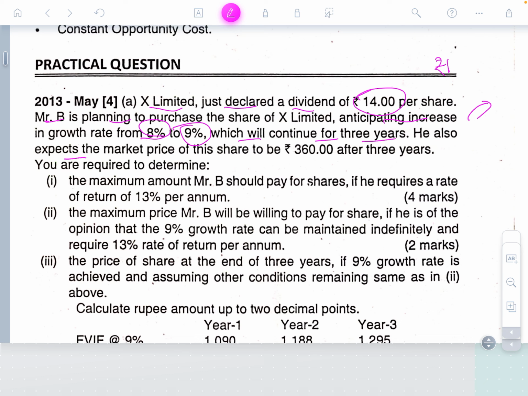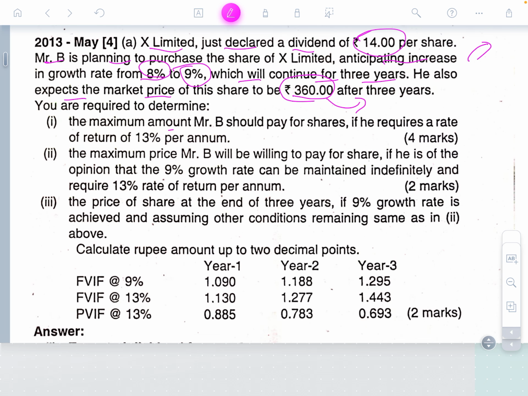He also expects the market price of a share to be 360 after 3 years. You are required to determine the maximum amount you should pay for the share. What is the amount he needs to pay for the share? So 360 is the market price, the growth rate is 8%, 9%, and the dividend is 14.